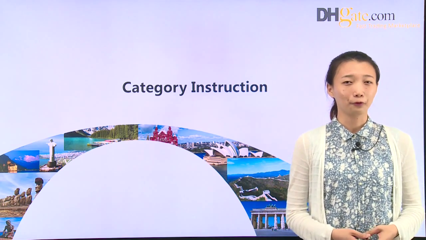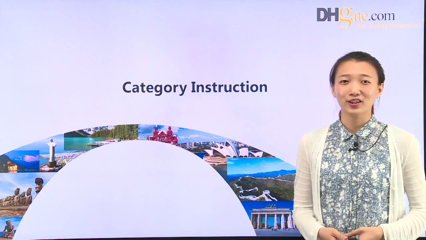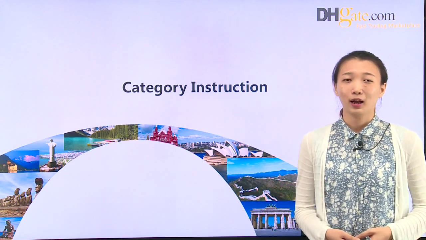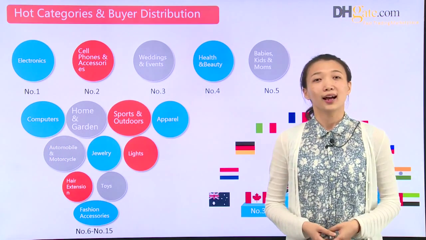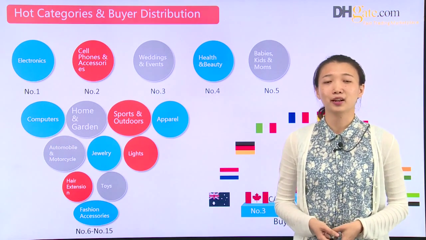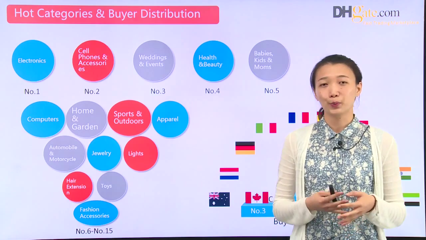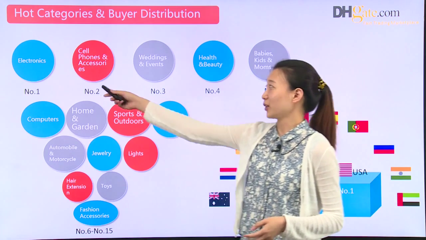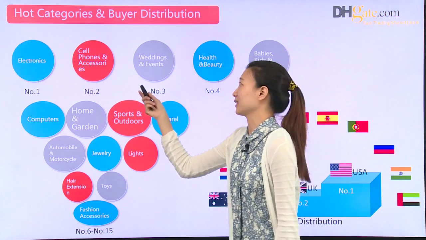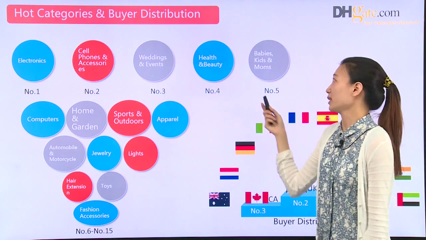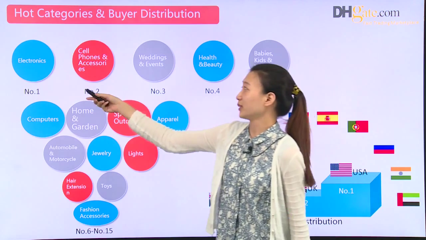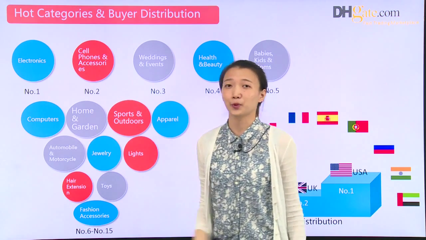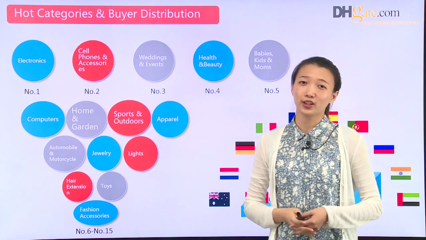Established in 2004, DHgate specializes in constructing comprehensive category lines for our customers. Until now, there are 26 categories of products being sold on our platform. They are electronics, cell phones and accessories, weddings and events, health and beauty, babies, kids, and moms. Among them, electronics, cell phones and accessories products come from Guangzhou and Shenzhen.